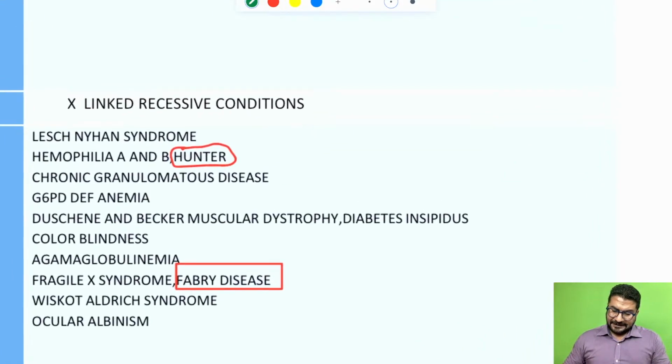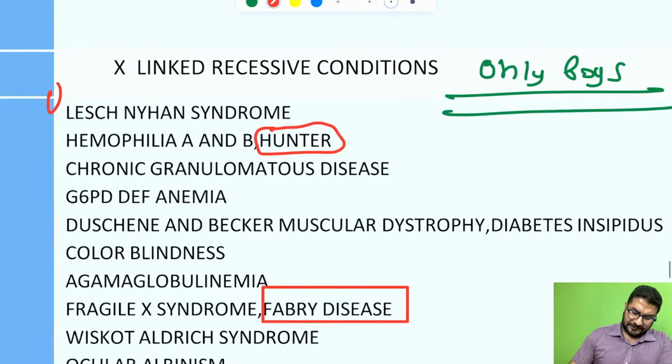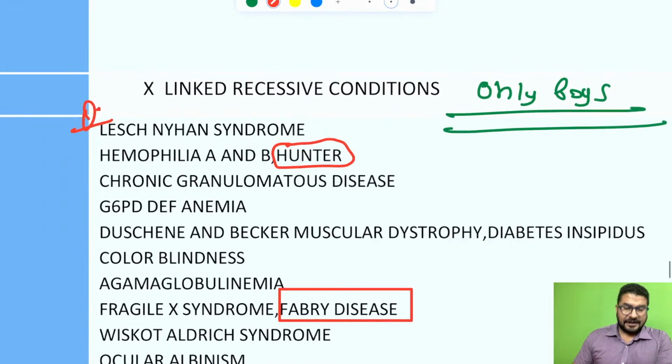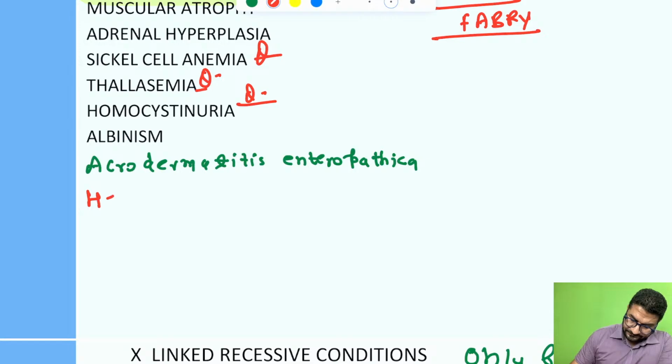Okay, now coming to X-linked recessive, so these are the ones which will affect only boys. These will affect only boys. So here we have Lesch-Nyhan syndrome, hemophilia A and B. Okay, hemophilia A and B. अब बच गया hemophilia C. तो hemophilia C यहाँ पर आएगा. Hemophilia C is autosomal recessive.